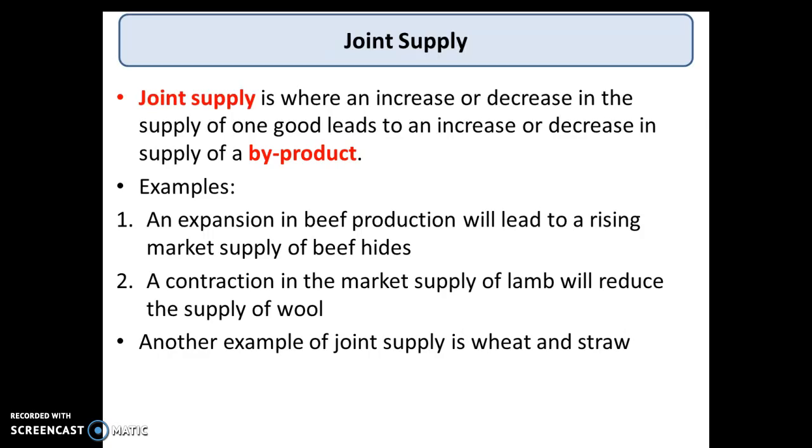Same thing. If we have less of a supply of lamb, for instance, we want less lamb, it becomes unpopular for our Sunday dinners. Farmers are going to rear fewer lambs, and therefore there's going to be less wool available for the textiles industry. Wheat and straw are a good example of joint supply. If, for instance, the bakery industry requires more wheat to increase the amount of flour, therefore we're going to have more straw, which is a byproduct of wheat, and we'll end up with an increase in supply of straw on the market as well.